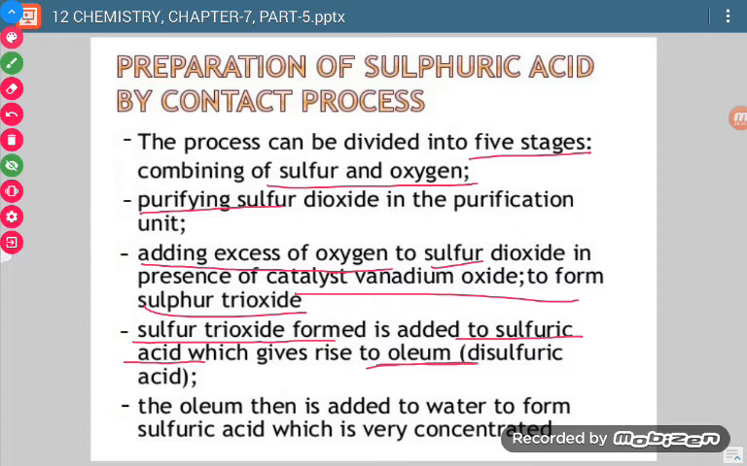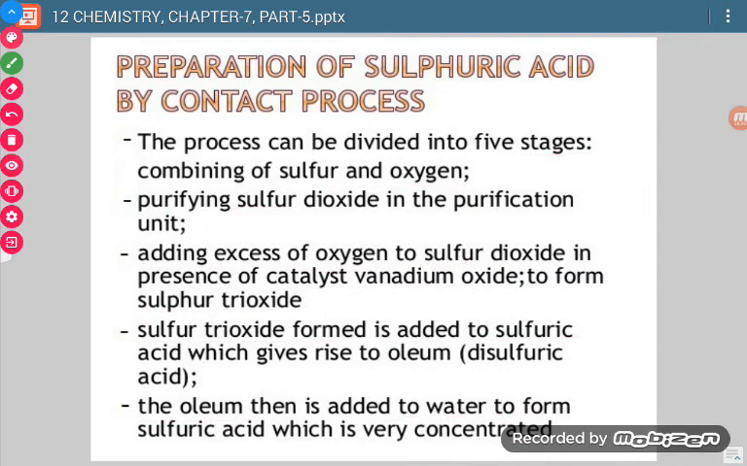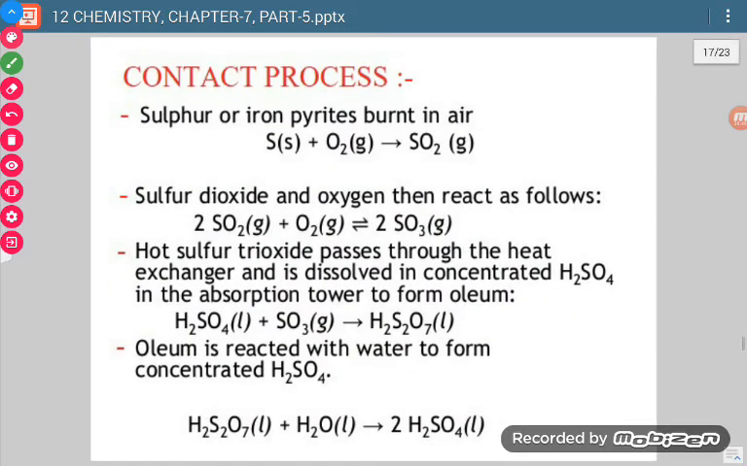Now in the last step, what happens? Oleum is diluted to form concentrated sulphuric acid. So these are the 5 different steps which are involved in the preparation of sulphuric acid. Now in equation form, if we want to write, then how can we write?